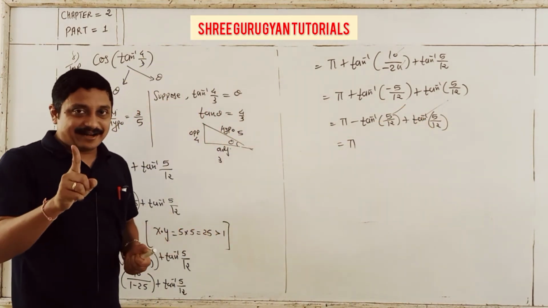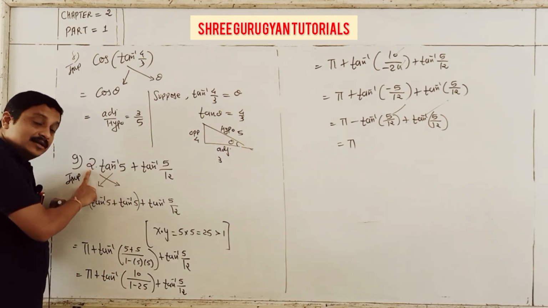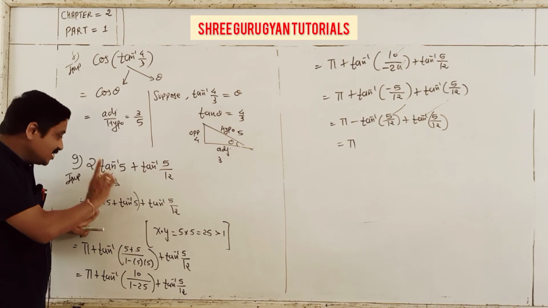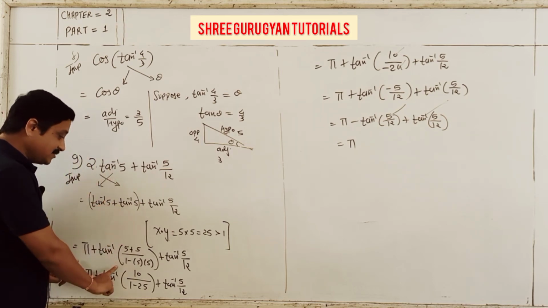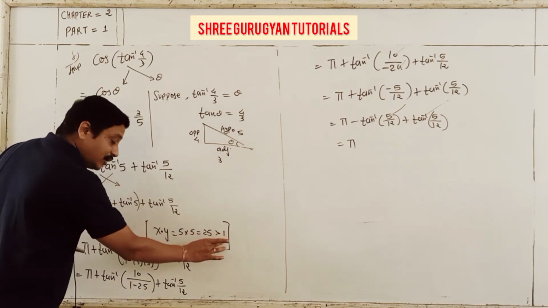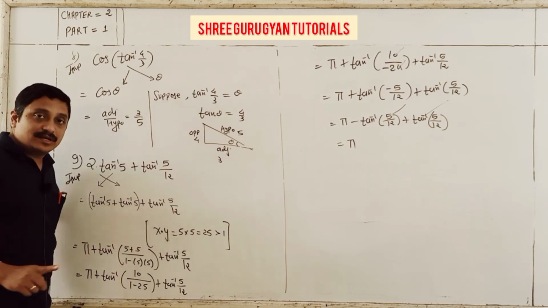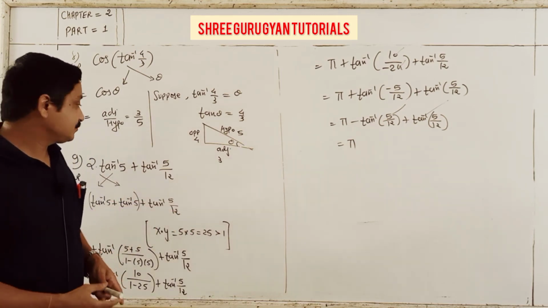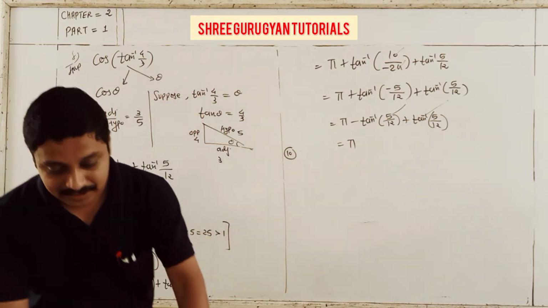I again repeat my topic. Whenever 2 is given here, I just write down 2 times. If 3 is given, then write down 3 times. And these are split into 2 times, and we check that 5 into 5 is more than 1. That's why you write down pi plus. If it is not more than 1, you can't write pi plus. Now moving towards the next question, 10th.